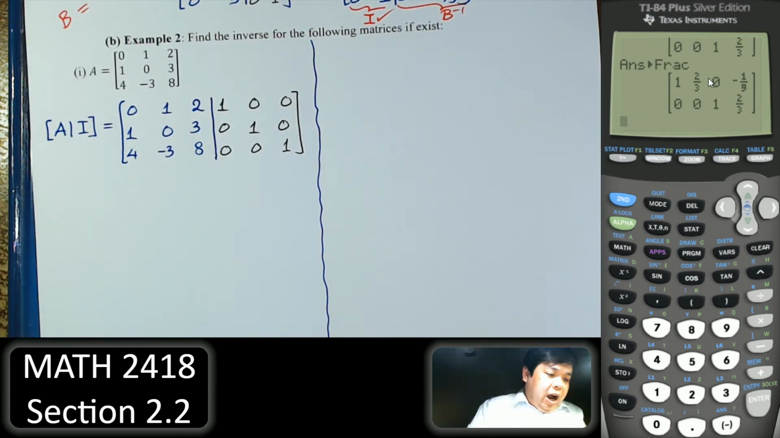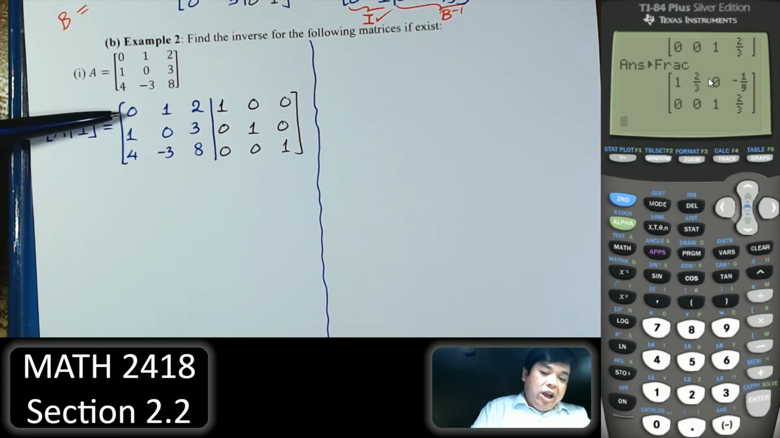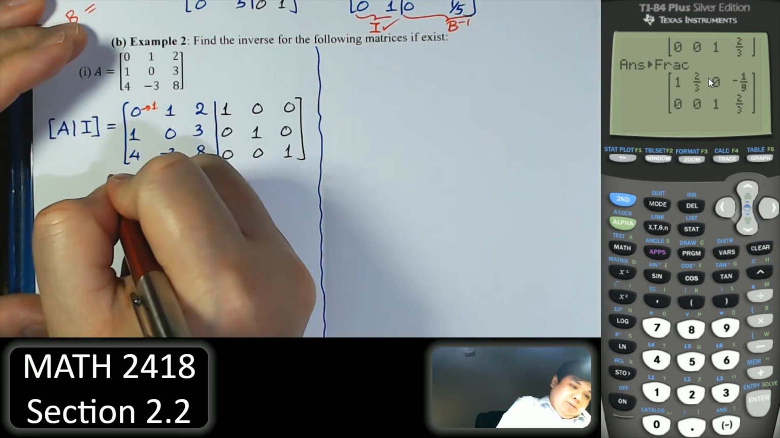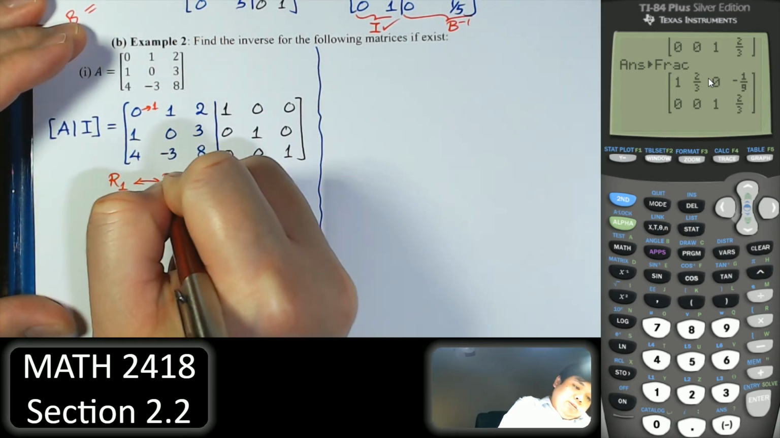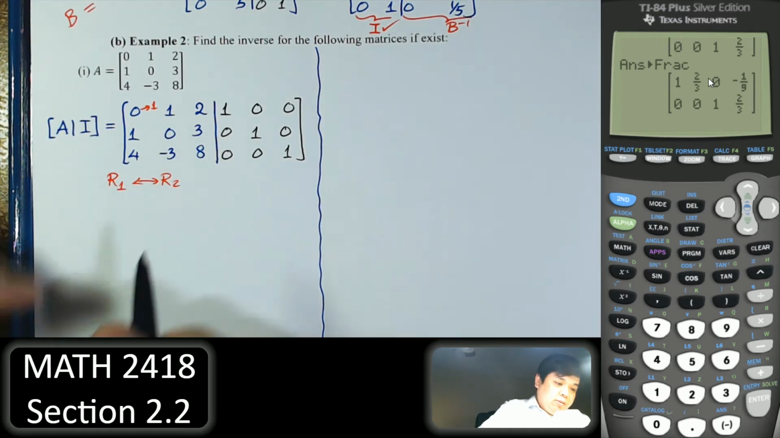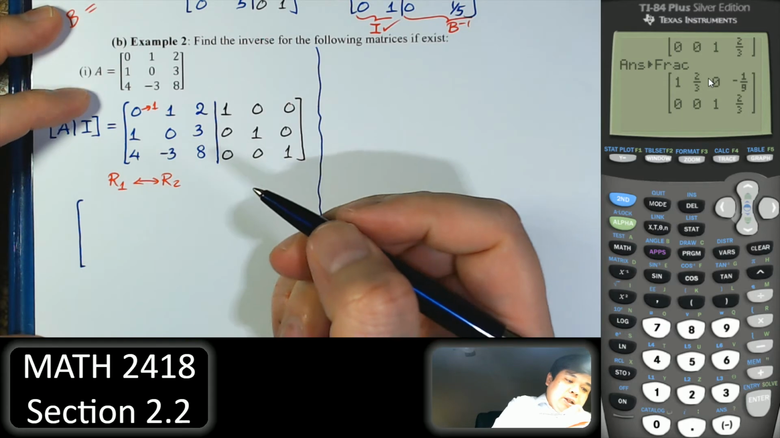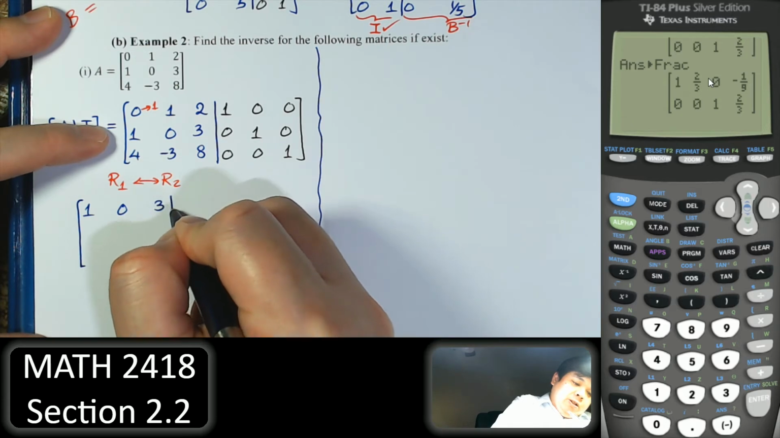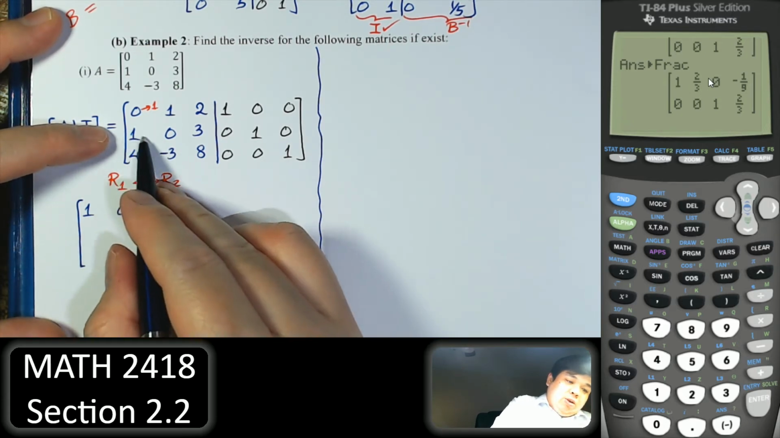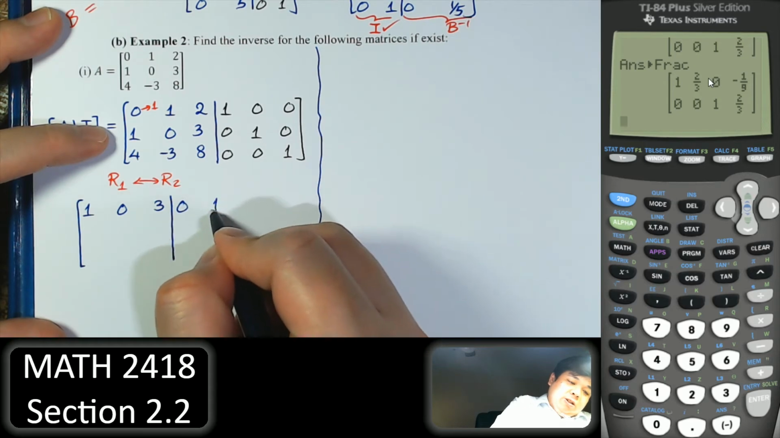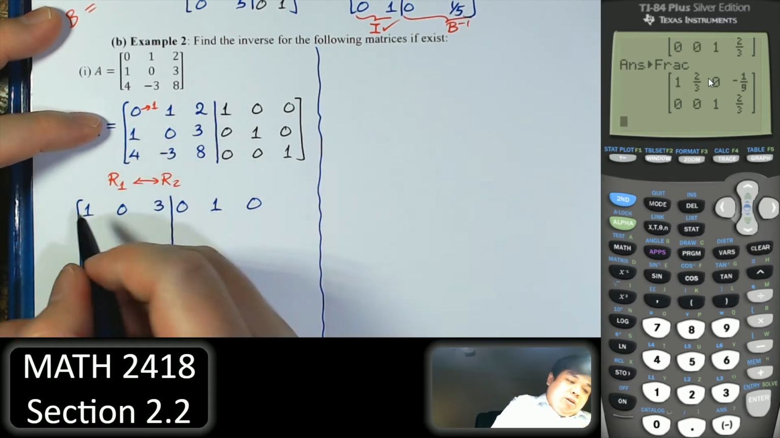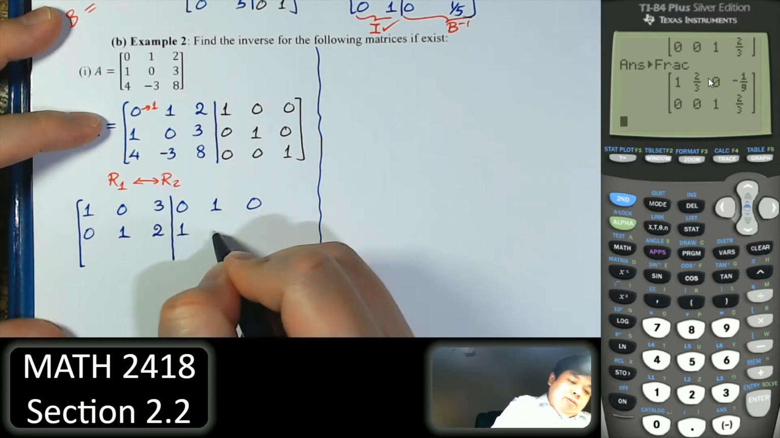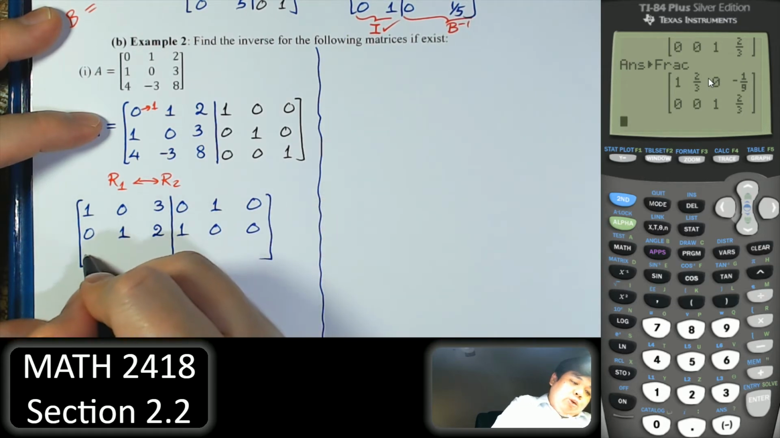Right, so first I'm going to swap row 1, so I need the pivot to be 1. So just swap row 1 and row 2. So row 2 becomes row 1: 1 0 3, 0 1 0, and then row 1 becomes row 2. Row 3 will be unchanged.